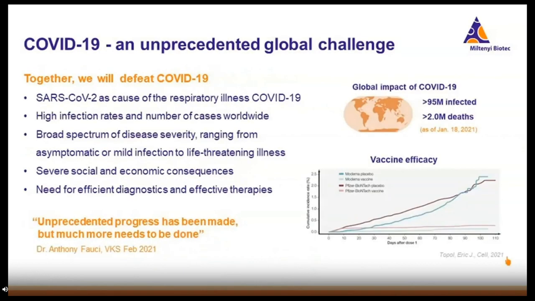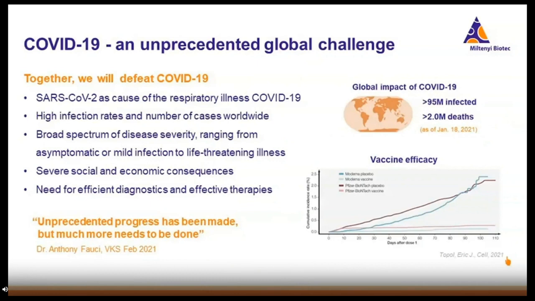So COVID-19 has really been an unprecedented global challenge. And we think only together we can defeat COVID-19 and return to a, let's say, more normal life. Just as a quick repetition, SARS-CoV-2 is the virus that causes the respiratory illness COVID-19. And still, SARS-CoV-2 exhibits very high infection rates and also numbers of cases worldwide.